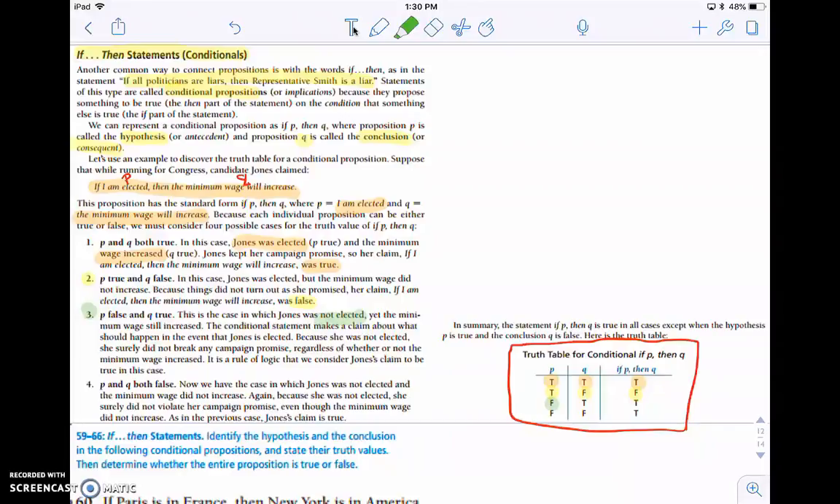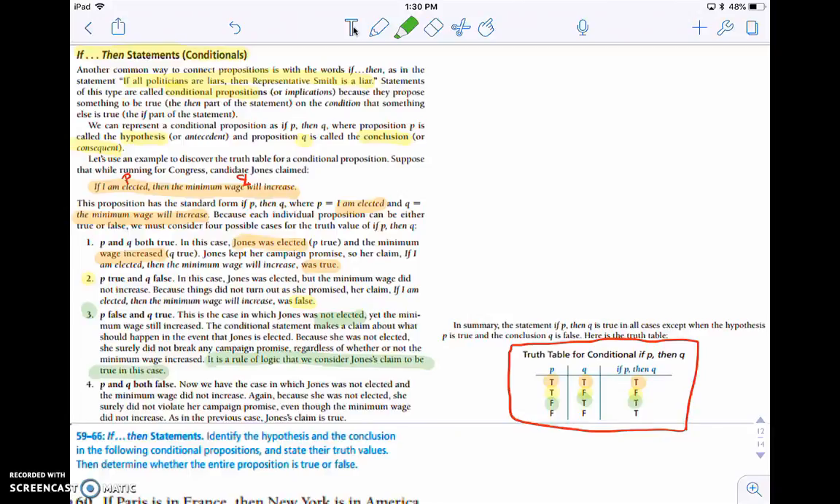So if we have false for P and true for Q, then the end result there, if P is false, then Q is true, is true. And that one really kind of goes against the logic. You really have to think about that. But again, this is just a rule of logic.